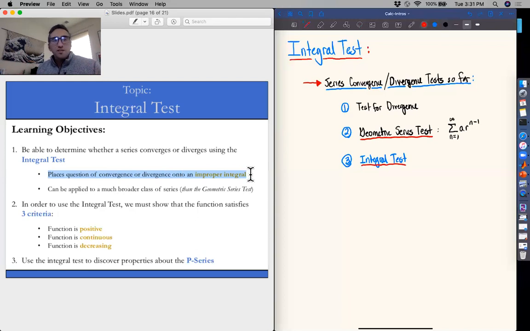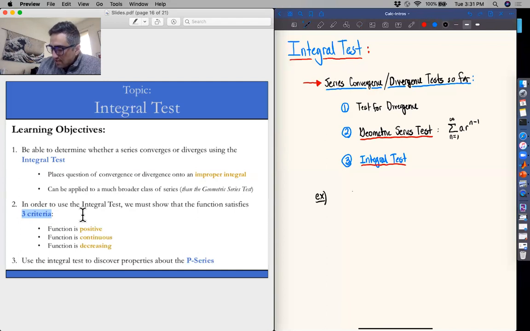So today we're going to be computing a bunch of improper integrals to help us figure out whether a series converges or diverges. The other thing to note about the integral test is a function must satisfy three criteria in order to use it. So let's set up an example now.